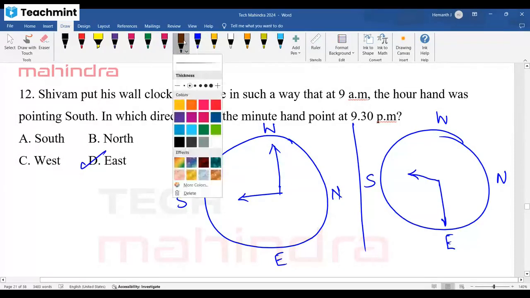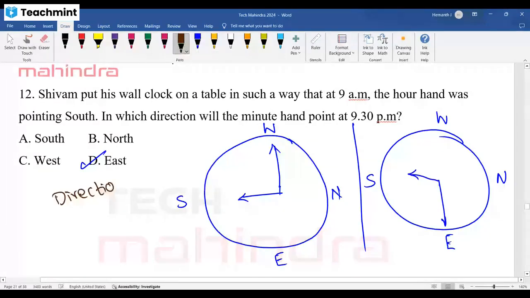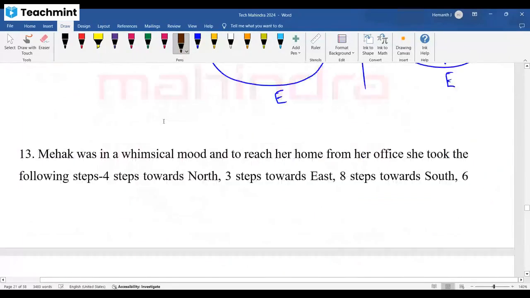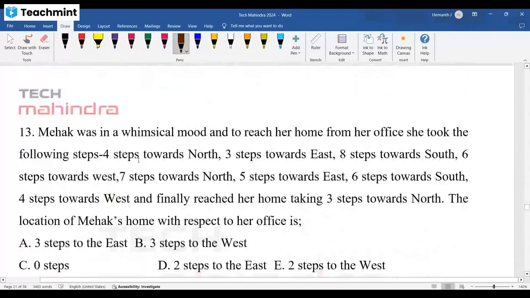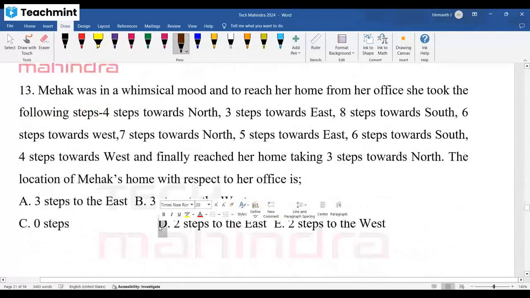In directions, there are 4 concepts: angle, related to clock, related to distance and direction, and diagram oriented, which tells us the distance from the starting point and all. So this is one more question related to direction. You understand the importance of directions in this exam now, right?